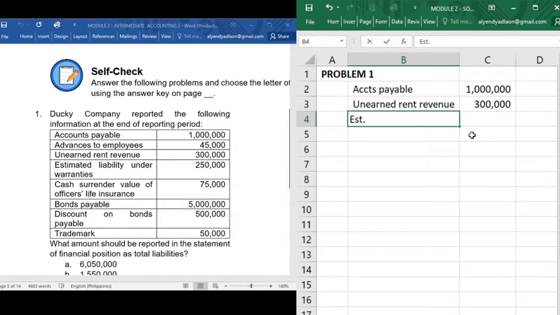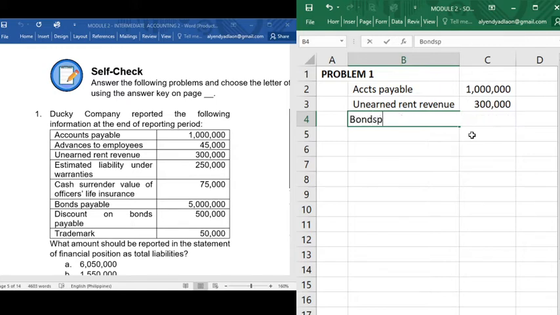Next, estimated liability under warranty. So this is a warranty liability. This happens when we sell some appliances or gadgets in which we provide warranties to our customers. So that is free repairs. So that is estimated liabilities under warranties that amounts to 250,000, and that is a liability. Next, cash surrender value of officers' life insurance. So cash surrender value is a form of an asset, not a liability.